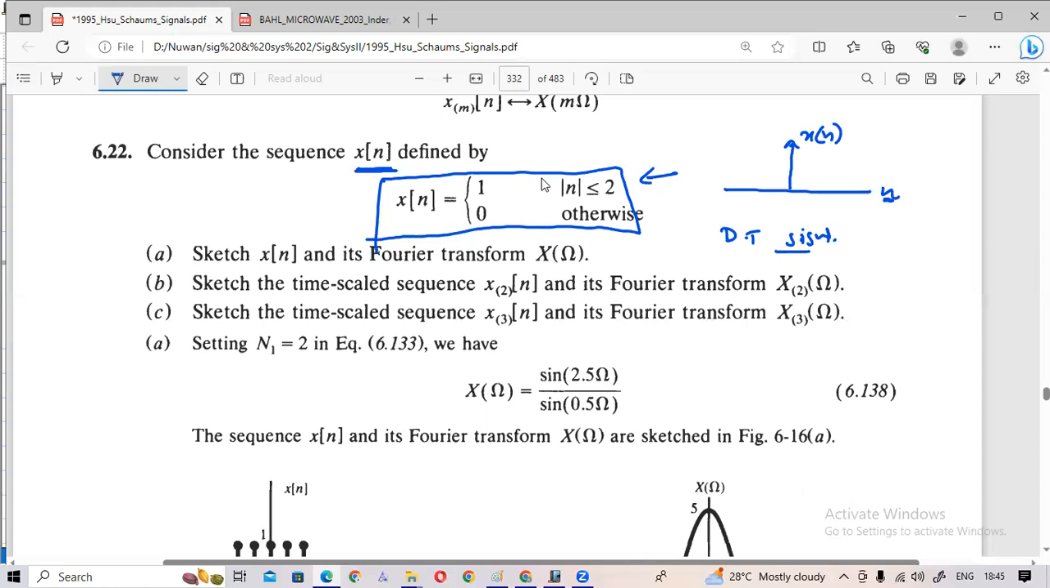I think I have explained this kind of signal previously. So tell me now, n is available from which value to which value? See this expression and tell me, what are the n values we have here? Certain n values are there. What are those n values?